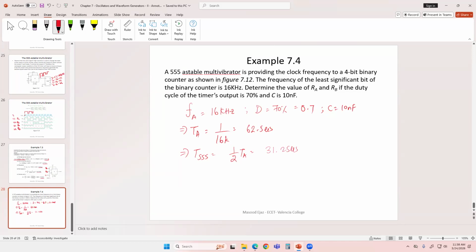So this is the time period. Duty cycle is given as 70%. Duty cycle is TH over the time period of the 555 timer. So TH will be equal to duty cycle times T of the 555 timer. Duty cycle is 0.7 and the time period of the 555 timer is 31.25 microsecond. Calculate that.